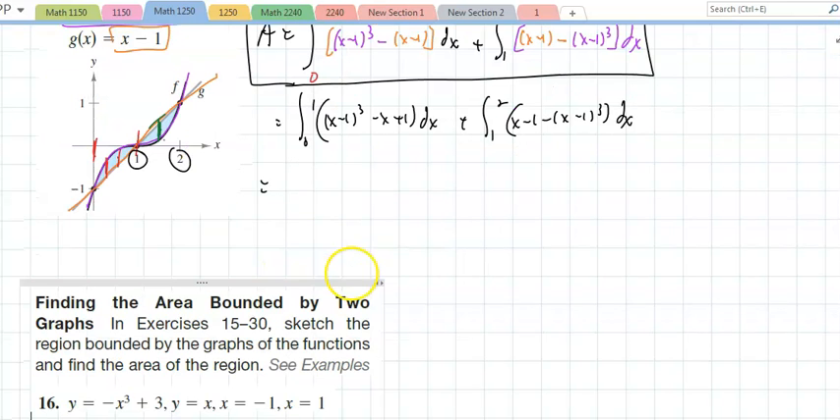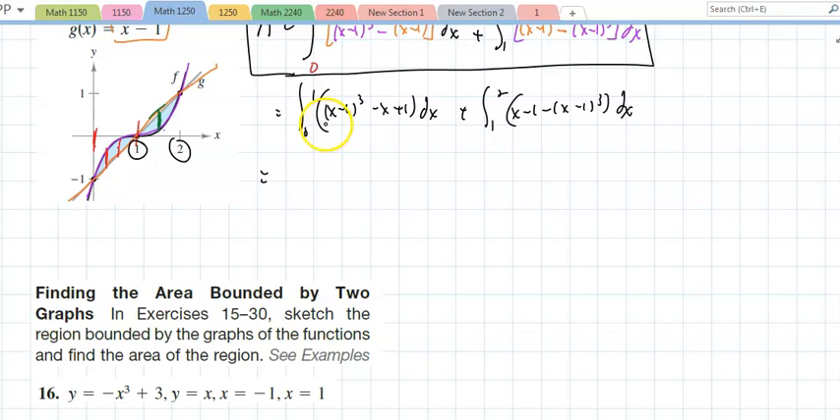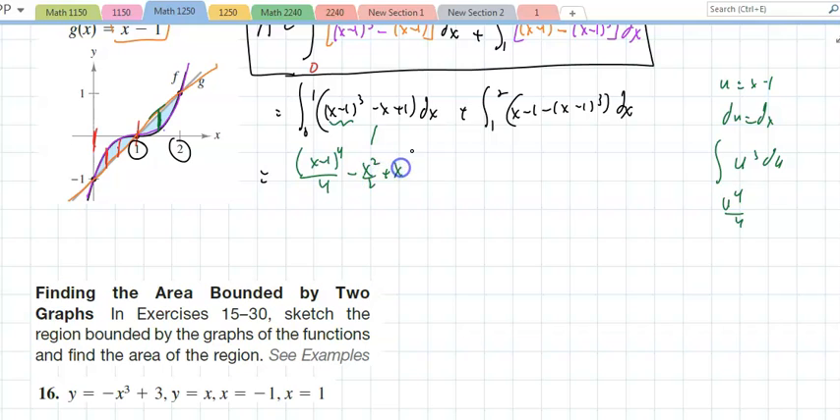If I let u equal x minus 1, du is dx. So that becomes the integral of u cubed du. Add 1 to the power, divide by that. So this is really u, which was x minus 1 to the 4th over 4, minus, add 1 to the power, divide by that. Evaluate it from 0 to 1, and this is the same. This is x squared over 2 minus x minus 1 to the 4th over 4. Evaluate from 1 to 2.